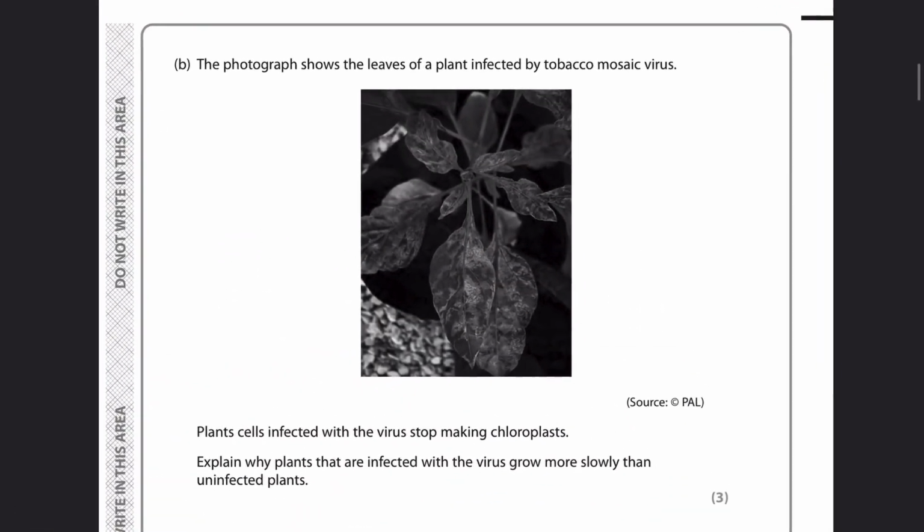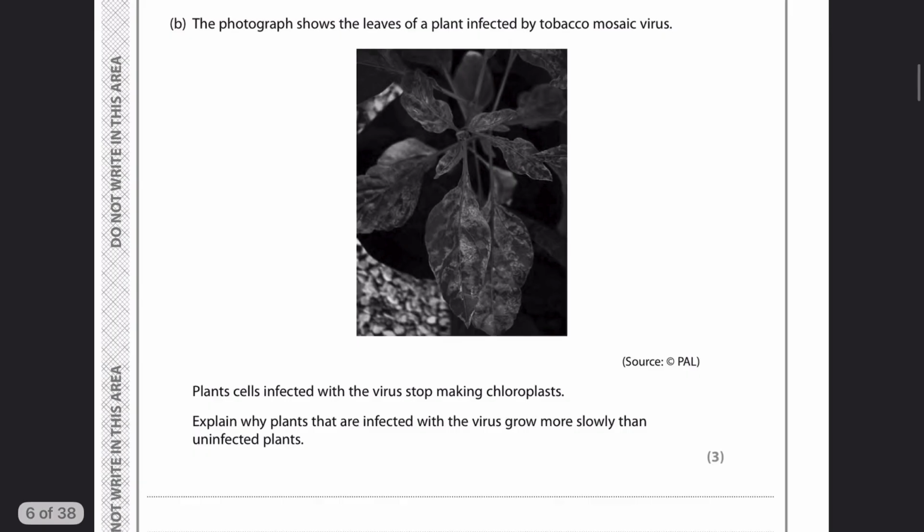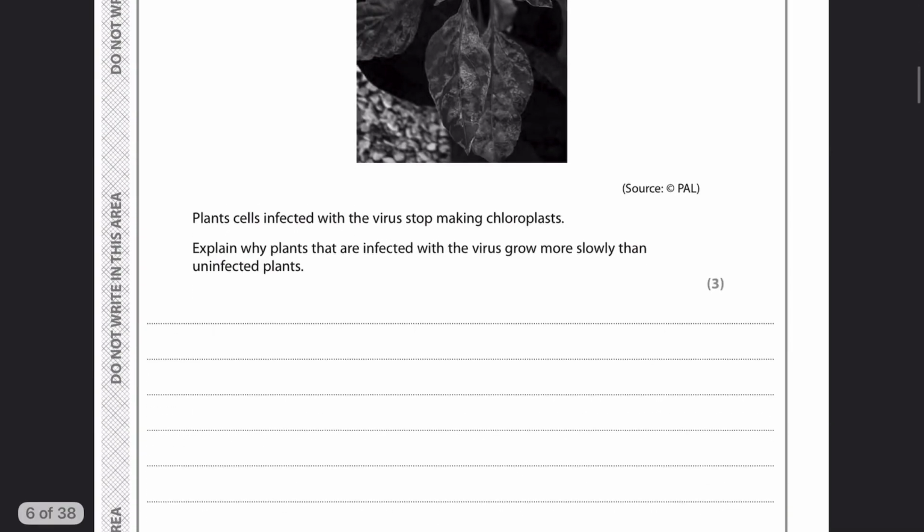Okay. Next question. It says the photograph shows the leaves of a plant infected by tobacco mosaic virus. Plant cells infected with the virus stop making chloroplast. Ooh, that's important. What is chloroplast for? For photosynthesis, yeah? Explain why plants that are infected with the virus grow more slowly than uninfected plants. So when you read this, you look at the keywords that they're trying to hint you on, which is chloroplast.